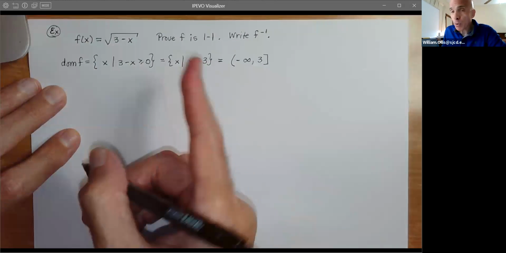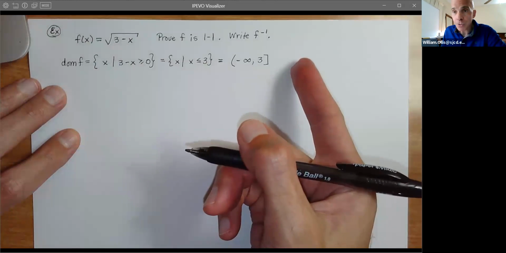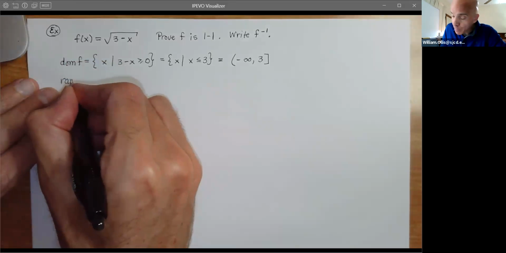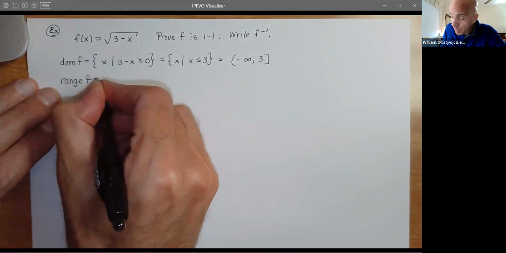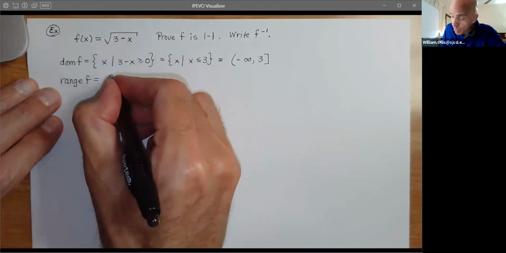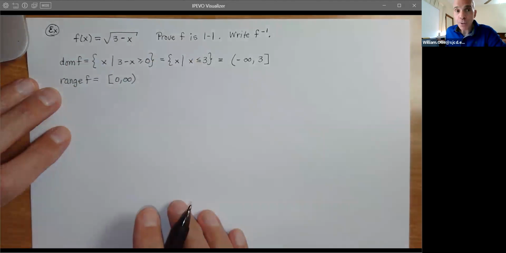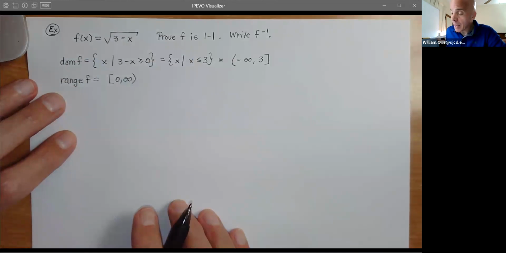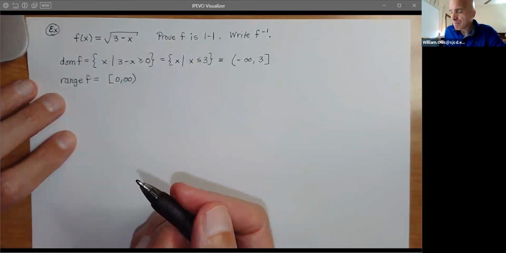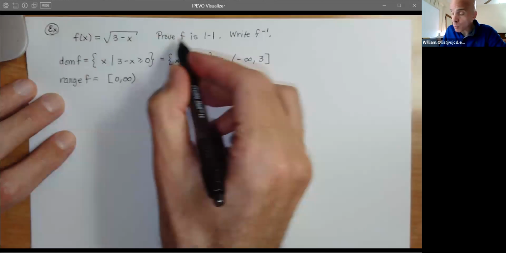Now, we haven't proven that it's 1-to-1 yet, so I can't say range of F inverse, but we will eventually. Now, of course, the range is just the definition of the principal square root function. We know this is 0 and greater. So this is just 0 to infinity by definition of the principal square root. Now, we look at this and say, okay, well, it looks pretty good. We'll be able to fill in these. What we need now is 1-to-1.